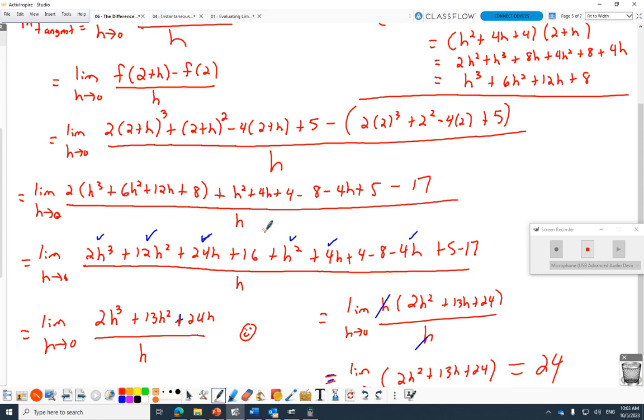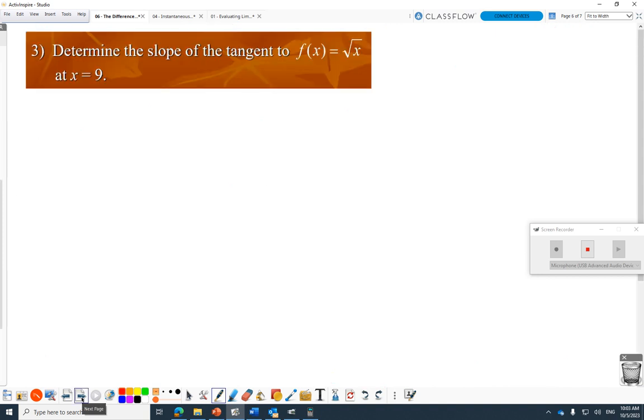We must move on. Determine the slope of the tangent f at x equals root x at x equals 9. I think these are easier than the polynomials. The polynomials get squares and cubes and brackets and negatives and all this stuff. These are nice. Just have to be careful here.